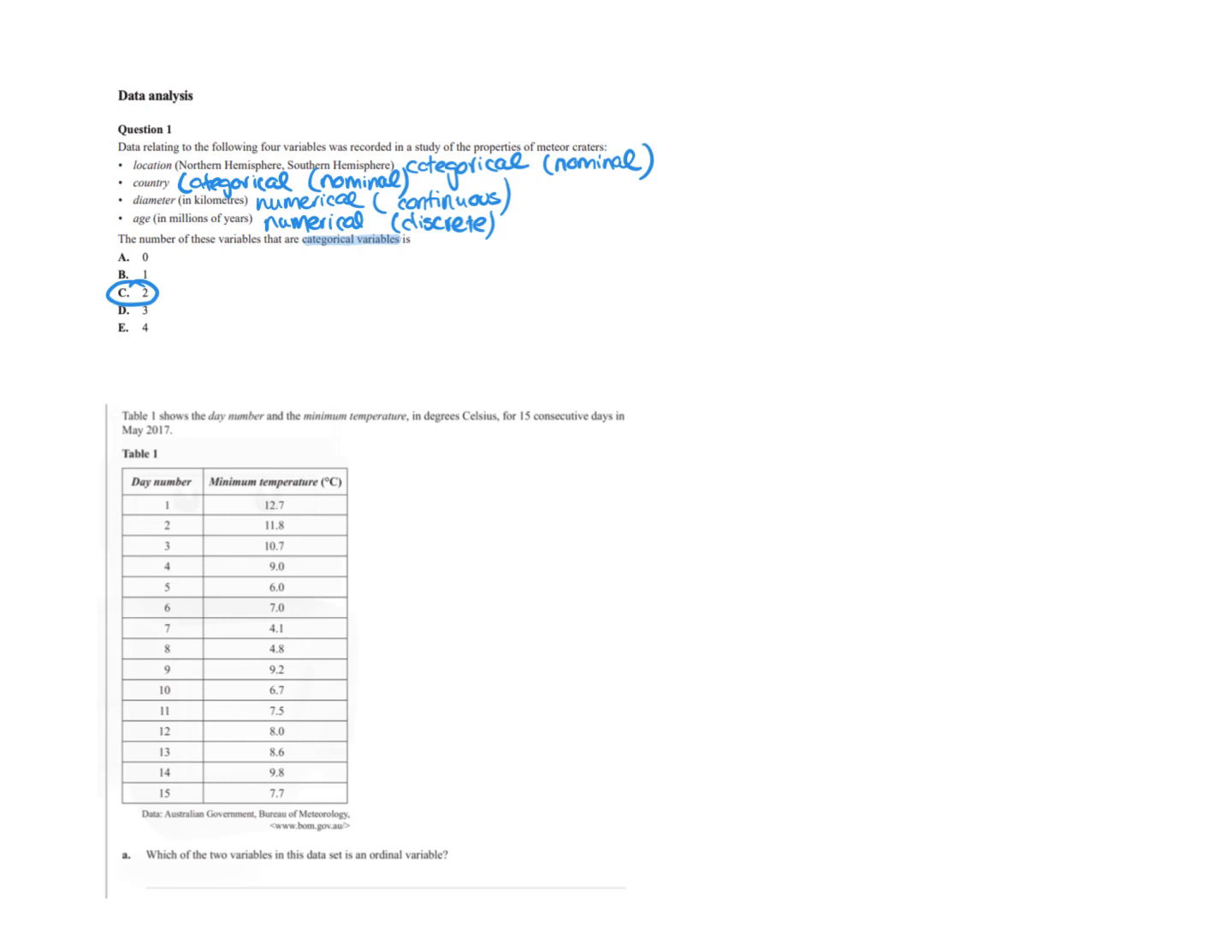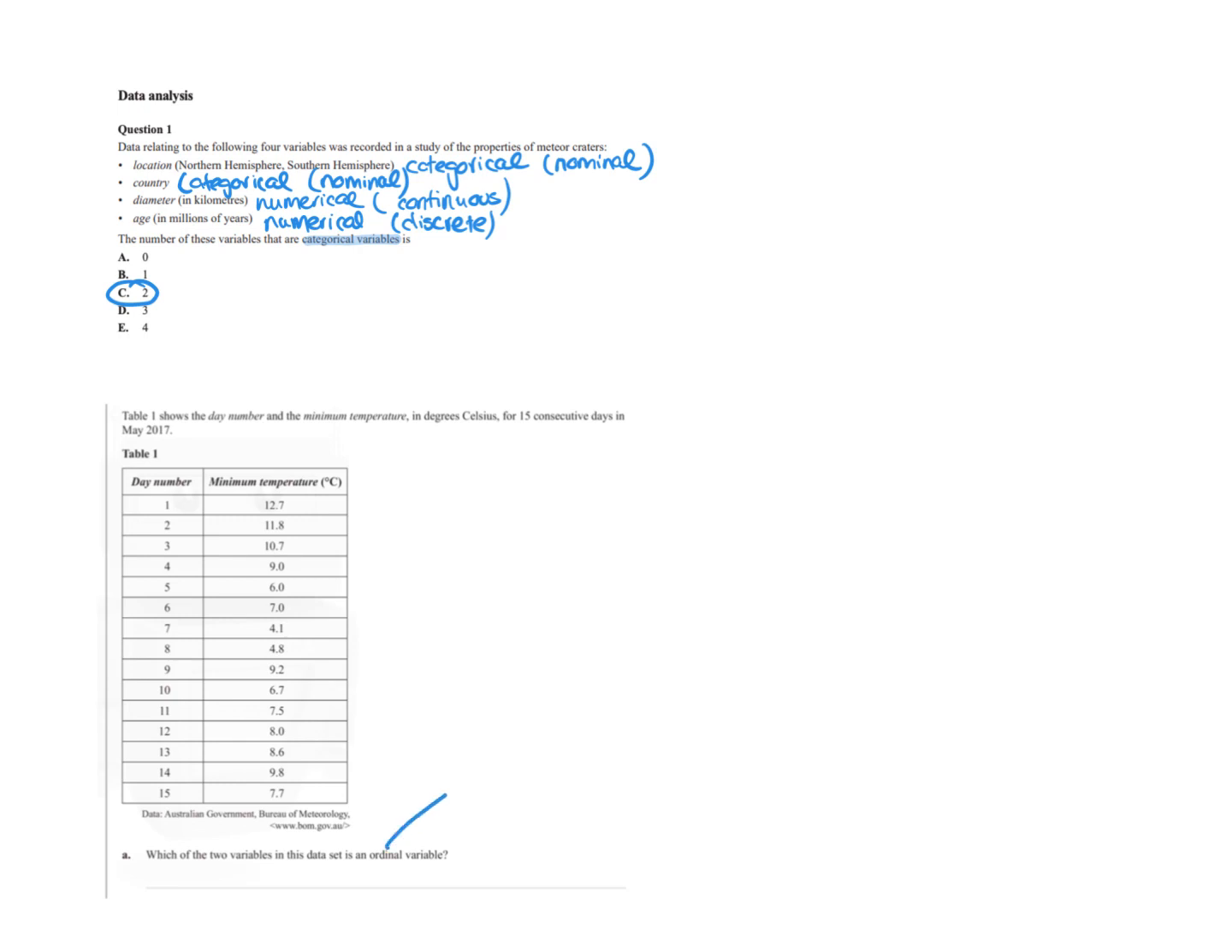All right, so table 1 shows the day number and the minimum temperature in degrees for 15 consecutive days. Which of the 2 variables in the data is an ordinal variable?